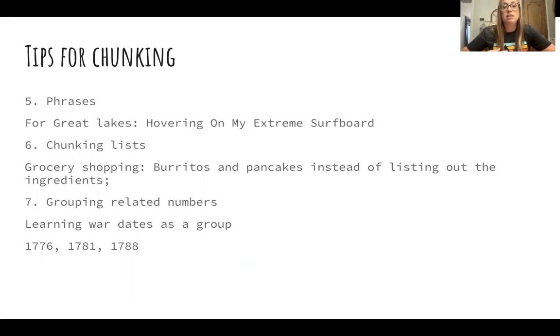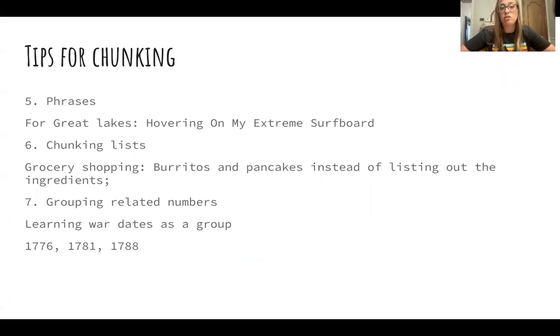And another tip is if you were trying to chunk a list, such as for grocery shopping, instead of trying to remember each individual item, you could say, okay, I'm going to the store to buy ingredients for burritos and pancakes. Especially if it's something that you know how to make from memory, you can just go through the list of ingredients in your head while you're at the store. Just say, okay, I'm going to need flour, I'm going to need eggs, stuff like that.